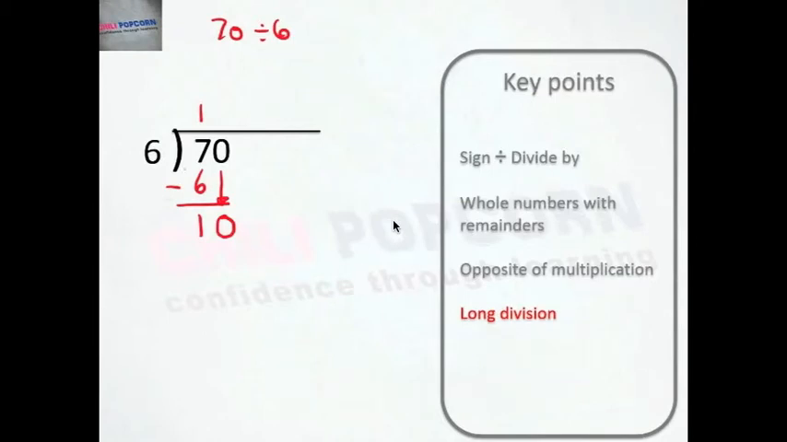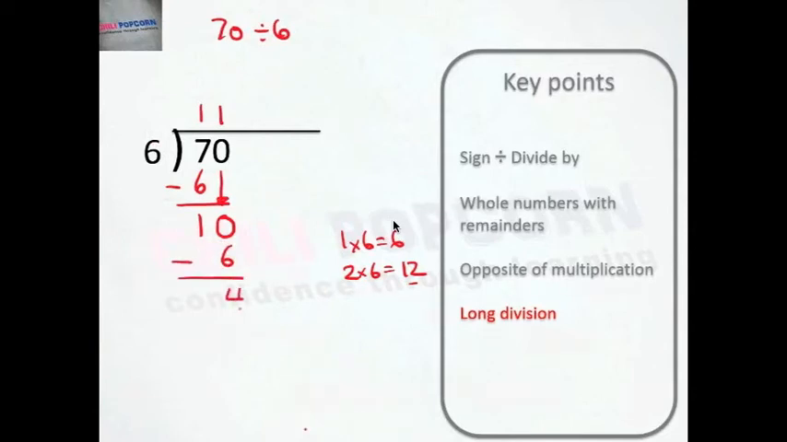And 6 will go into 10 1 time. Remember, 1 times 6 is equal to 6, but 2 times 6 is equal to 12. I compare 12 with 10, and 12 is already bigger than 10. So 6 is not going to go into 10 more than once. So I put 1 here. 1 times 6 is 6. I take away 6 from 10.